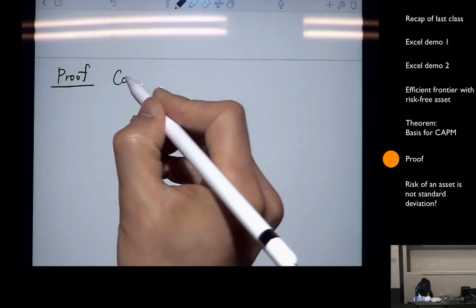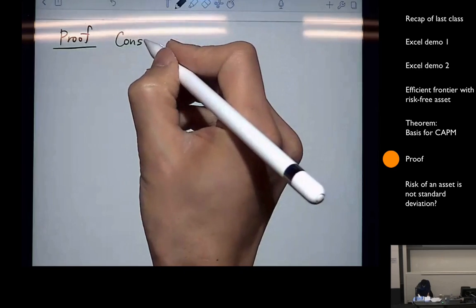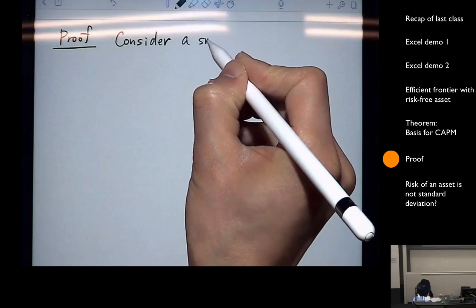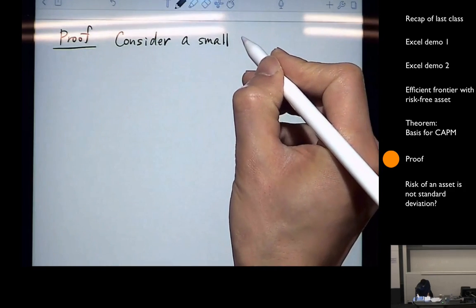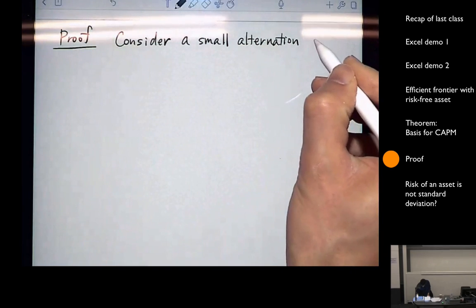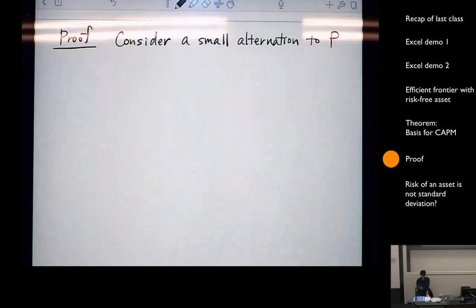Okay, so consider a small alteration to the tangency portfolio. So there's a hyperbola, there's the risk-free rate, the risk-free asset. We draw a tangent line. The tangency portfolio is the point that achieves this tangent point P. We start with that, and let's alter that portfolio a little bit.